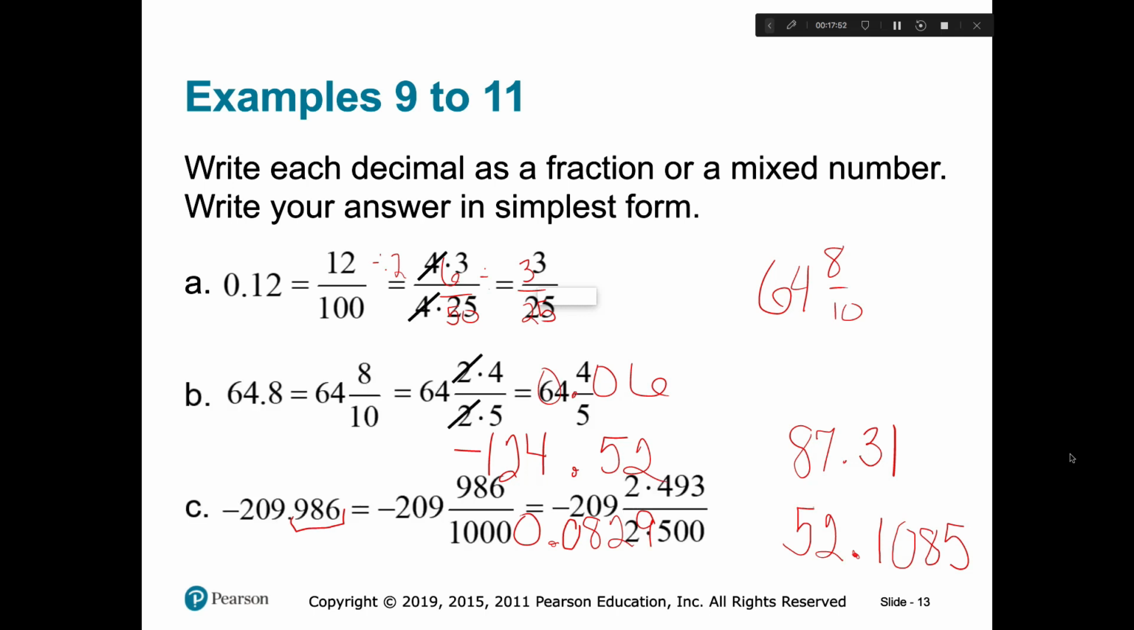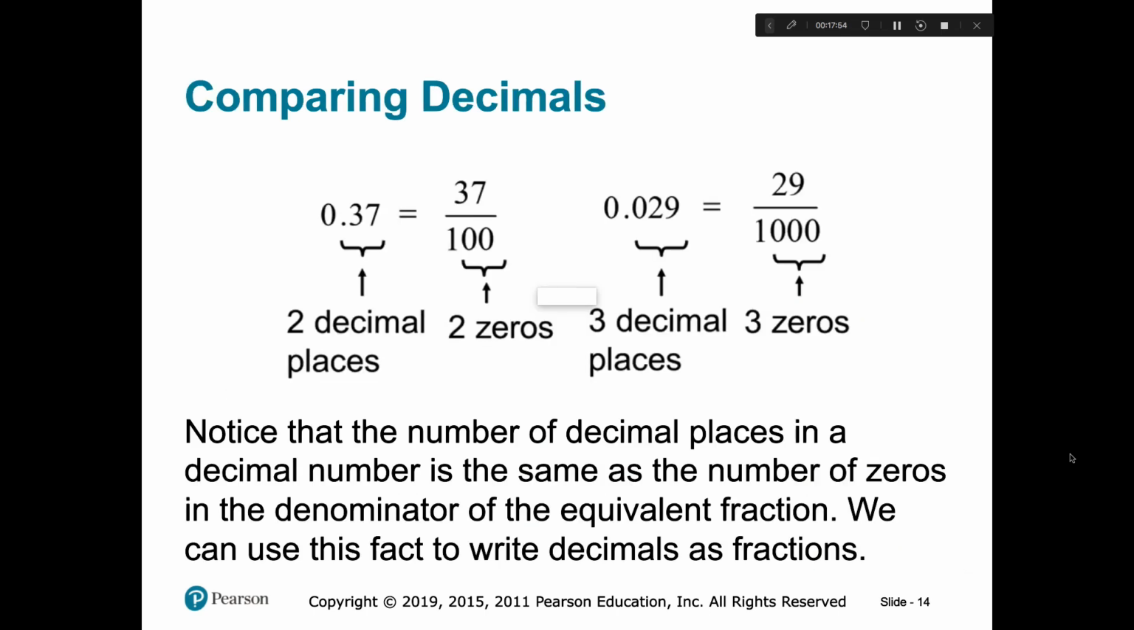All right, now we'll move on to comparing these decimals. The number of decimal places in a number is the same as the number of zeros in the denominator. So if we have 37 hundredths, there are 2 places here, so there are 2 zeros under here. When we're writing these as fractions, that's a great hint as well. The number of places behind that decimal is the number of zeros you are going to put underneath your fraction.